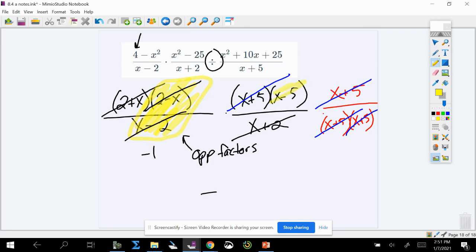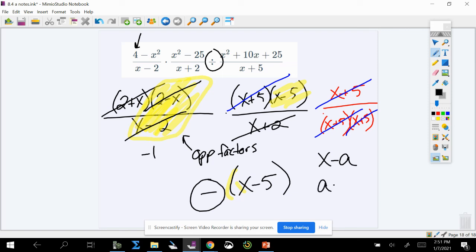The only thing that's left is an x minus 5. Oh, I don't want to write it in highlighter. But you have to put this negative in front of it because of the opposite factors. So let me make a little note. X minus a and a minus x, we call those opposite factors. And when you cancel them, you get a -1 result.